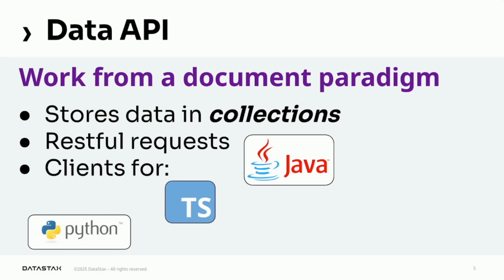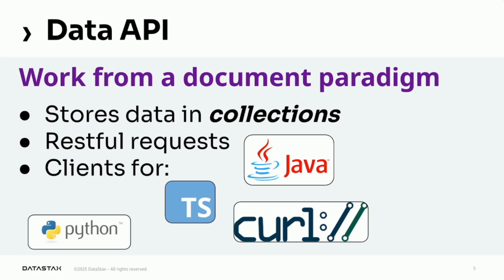Just a quick reminder here, the Data API allows you to work with Cassandra and Astra tables from a document paradigm. The Data API stores data in things called collections, real similar to what you see in a document database. You can access those collections by making RESTful requests, and we have clients available for several languages, including Python, JavaScript, TypeScript, Node, and Java, of course. I should mention that you can also use curl for a lot of those RESTful requests that go straight to the Data API.